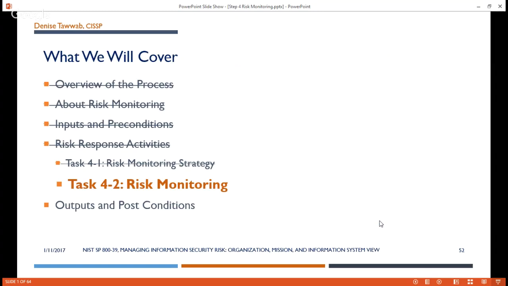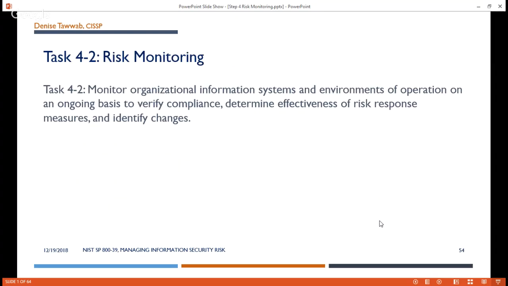All right, that was task 4-1, your risk monitoring strategy. The next task is risk monitoring. Task 4-2: monitor organizational information systems and environments of operation on an ongoing basis to verify compliance, determine effectiveness of risk response measures, and identify changes. So again, you have compliance monitoring, effectiveness monitoring, and change monitoring.